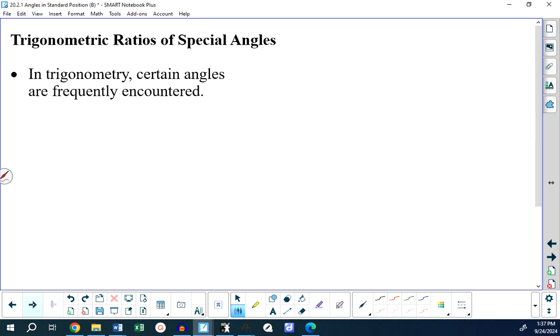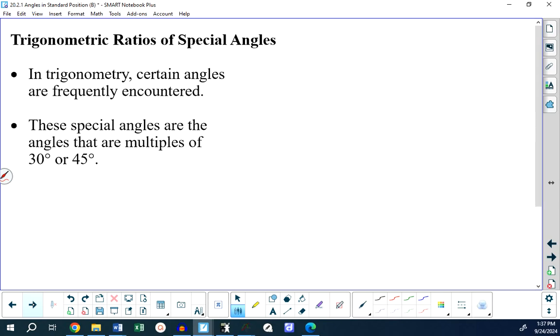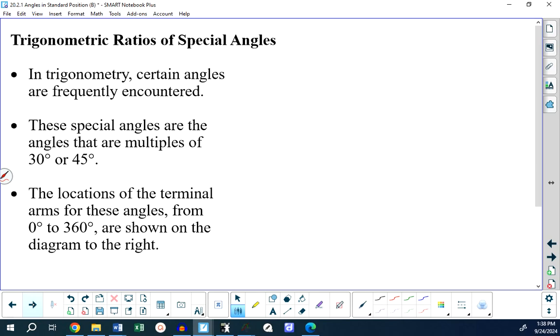Special angles are any angles that are multiples of what we call a special angle. 30 degrees is a special angle. 60 degrees is a special angle. 45 degrees is a special angle. So all of those angles that I'm talking about, like 60, is a multiple of 30. 90 is a multiple of 45. 315 is a multiple of 45. 120 is a multiple of 30. It's also a multiple of 60.